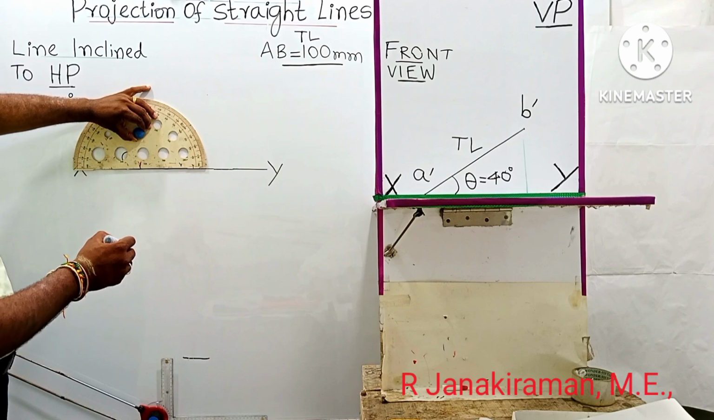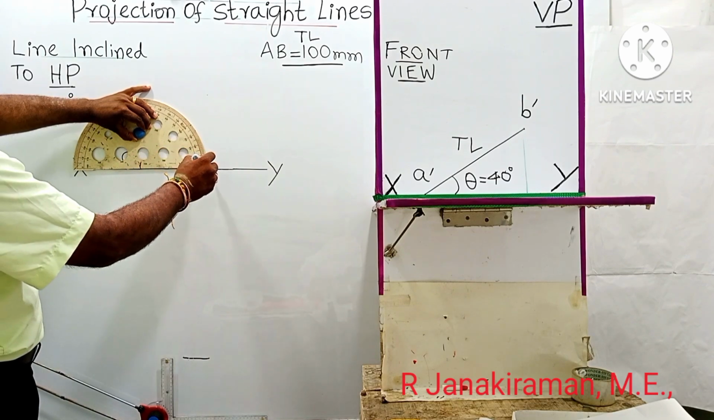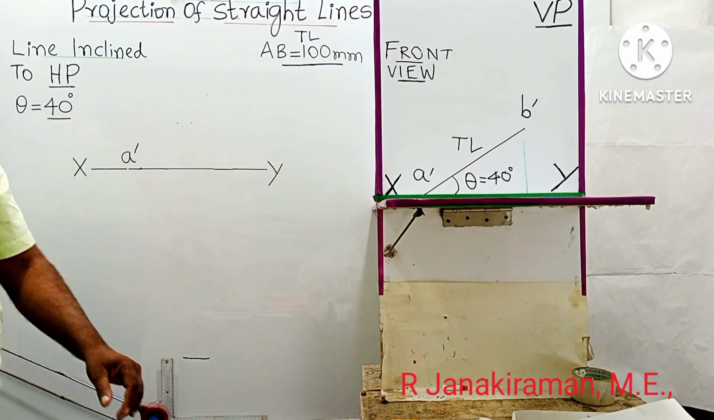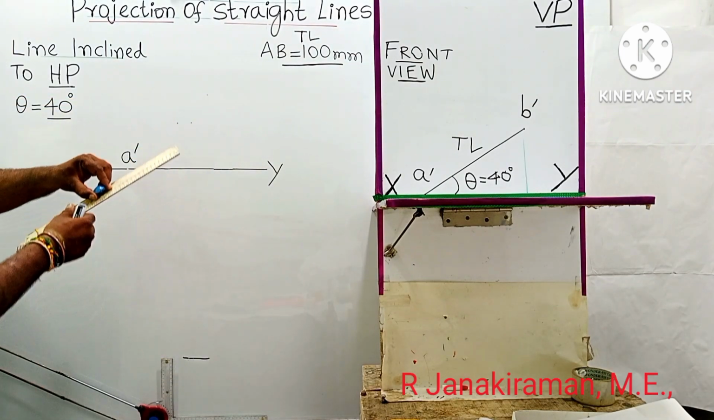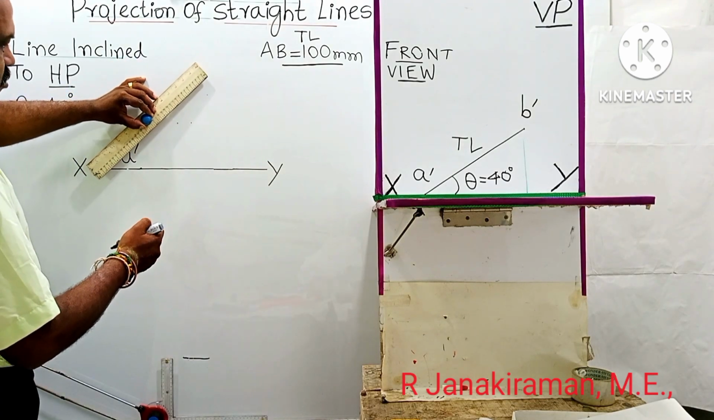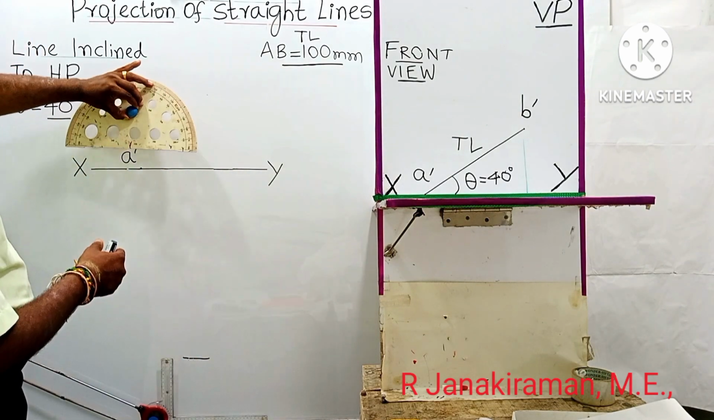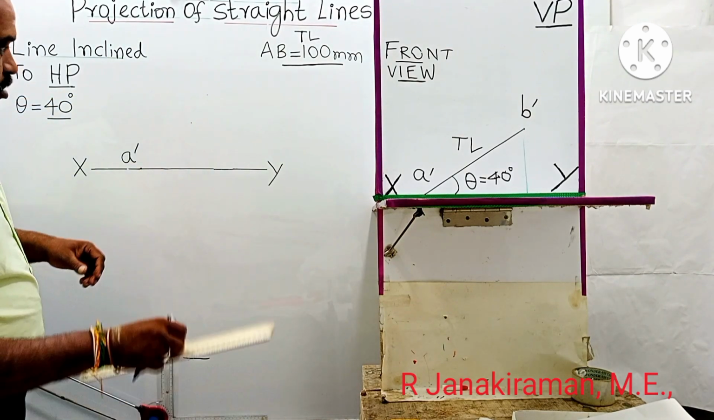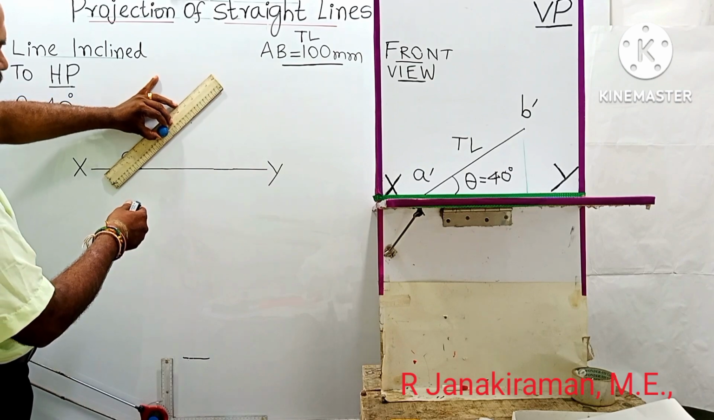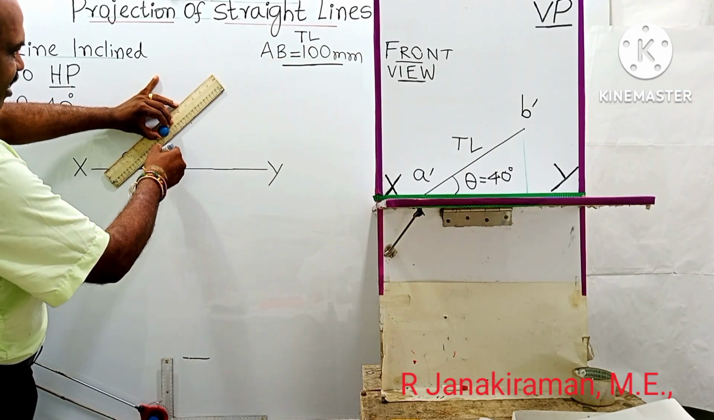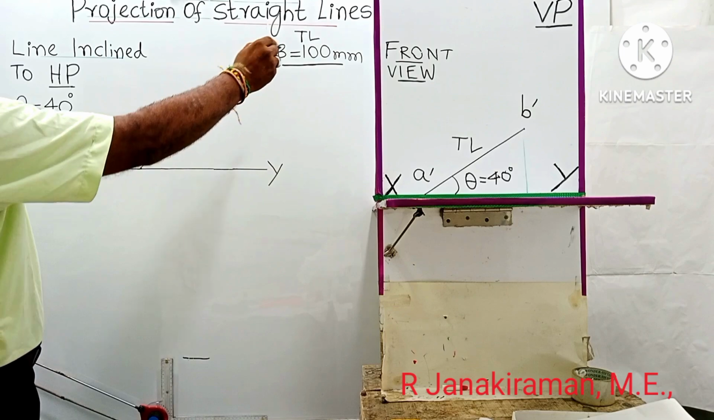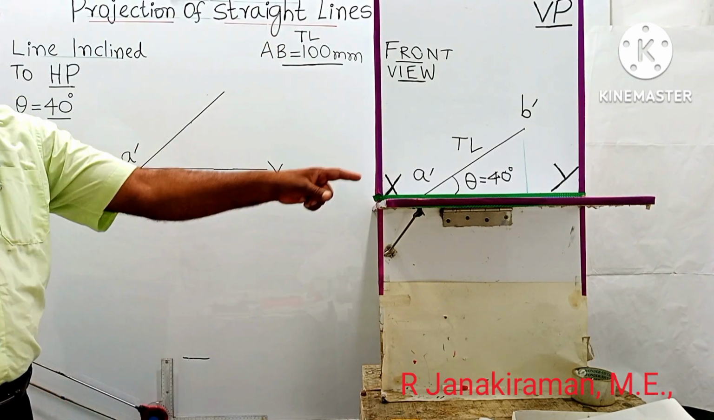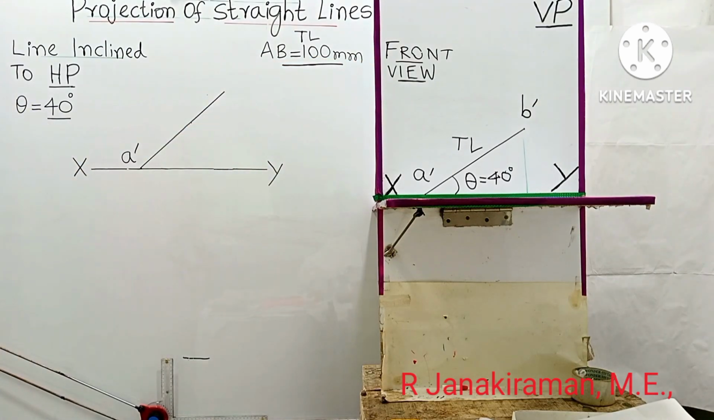Then measure the angle given as 40 degrees. Read like this: 0, 10, 20, 30, 40. Put a point at 40 degrees. Join the marked points by H pencil. The length of the line is given as 100 mm. 100 mm means 10 centimeter. So the view obtained, A dash B dash, is the true length of the line.